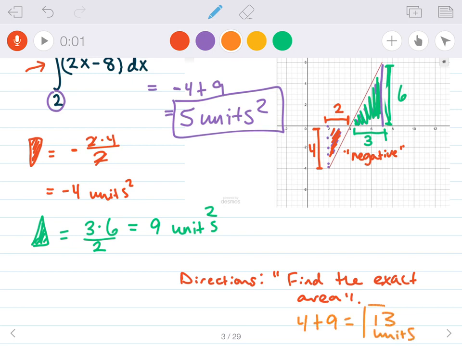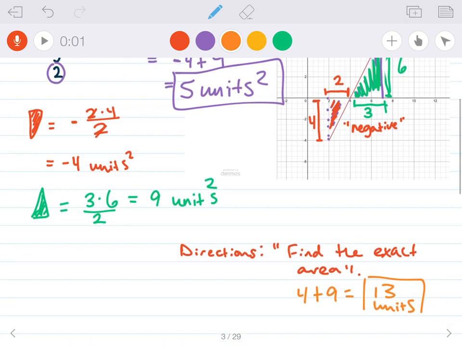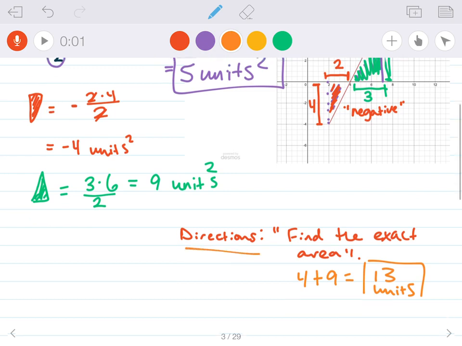So there's a distinction. If we have an integral, we are accounting for the negative area. If it just says find the area, then we don't account for the negative area there.